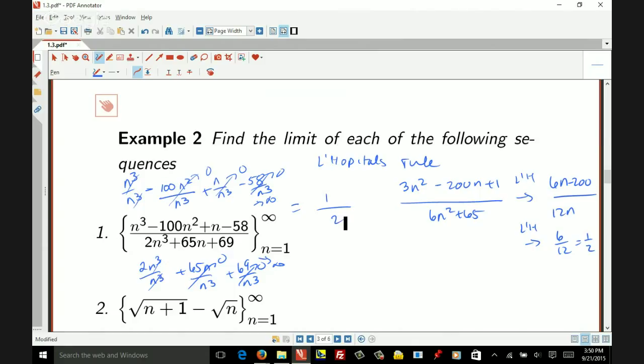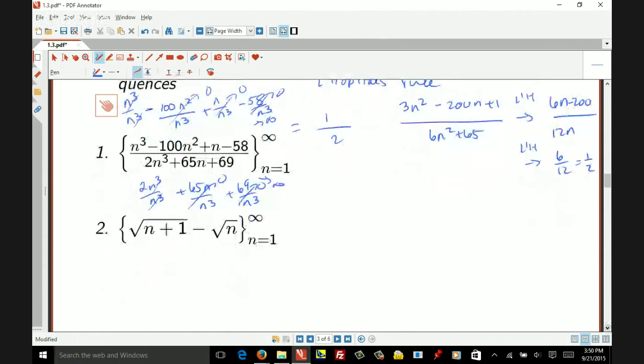You can do it either way. I believe you have a few of these on your homework, like 3 or 4 of them, find the limits. You can do them either way, L'Hopital's rule or long division, or like divide by the highest power. Asymptotes. Exactly, that's exactly what it is. So look at the second one now.